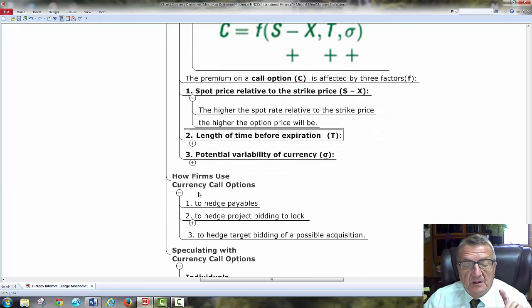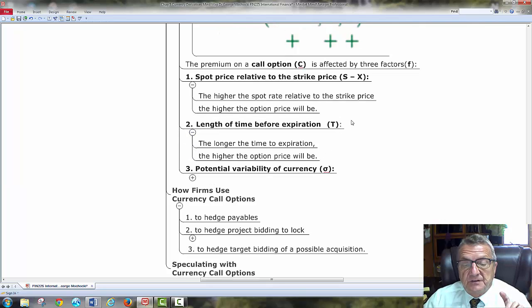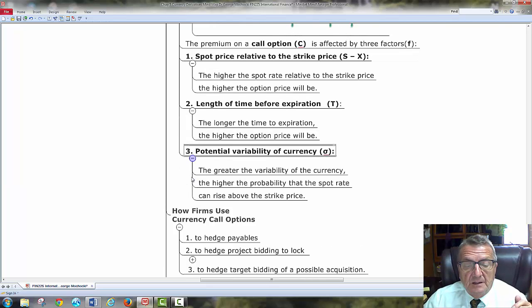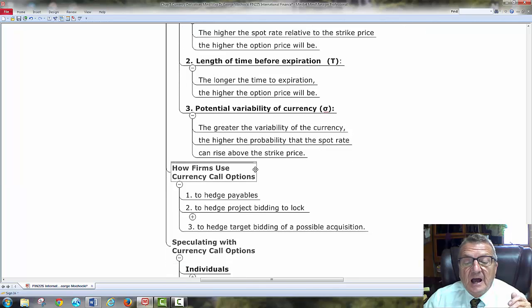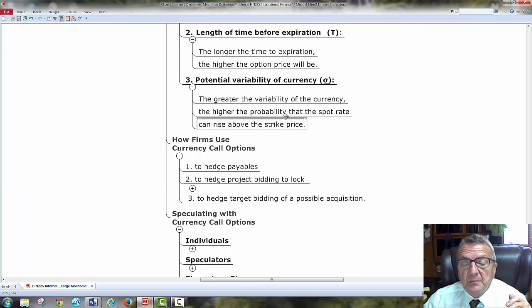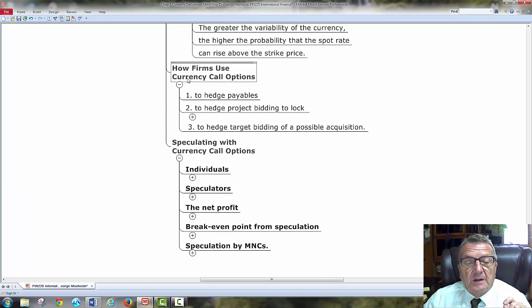Two is the T. The longer the time to expiration, the higher the option price will be, as there is more time. Three, the potential variability of the currency, the sigma. The greater the variability of the currency, the higher the probability that the spot rate can rise above the strike price.